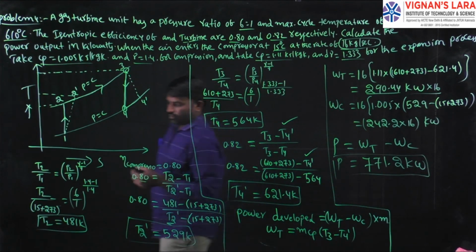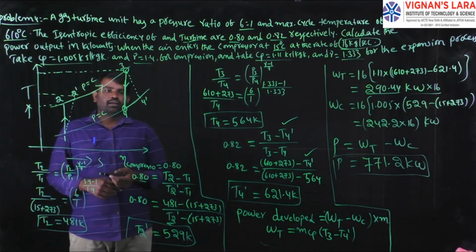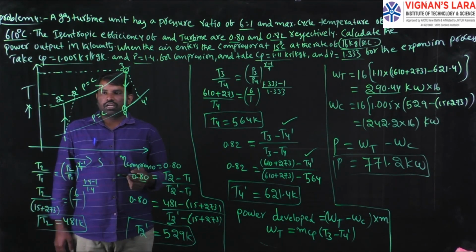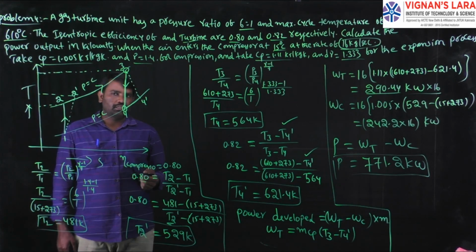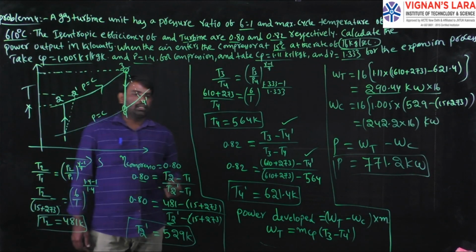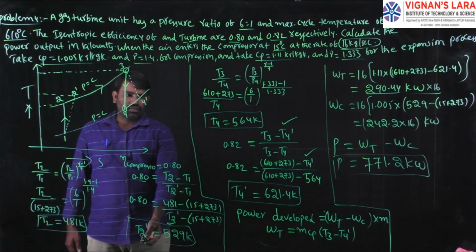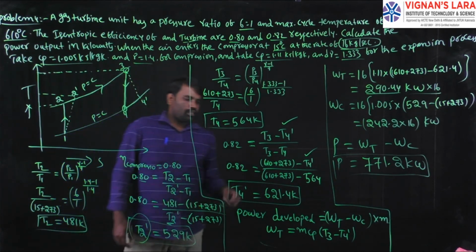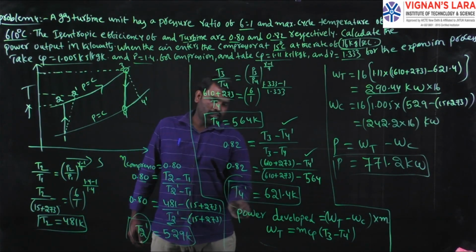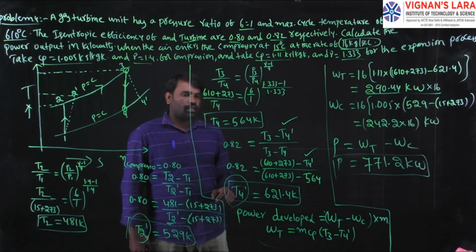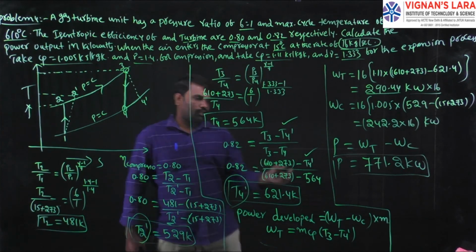Please listen, I will repeat again. In the present problem, the actual Brayton cycle problem, the efficiencies of the compressor and the turbine will be given. Based on the efficiency we have to calculate the actual temperature rise after compression, that is T2 dash, and the actual temperature decrease after expansion in the turbine, that is T4 dash. After that we have to calculate the power developed by the turbine.